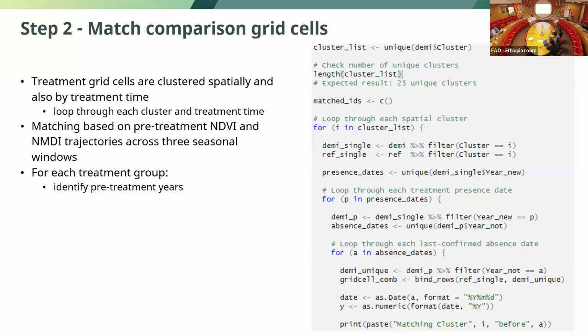So after we have all those candidate comparison grid cells and the treated grid cells, what we want to do is find the most similar comparison cells we can use for later DID analysis. In this way, we are not matching using the magnitude. Actually, we are matching based on the trajectories of the NDVI and NMDI, how they change before the treatment. By doing that, we strengthen the plausibility of the parallel trend assumption.